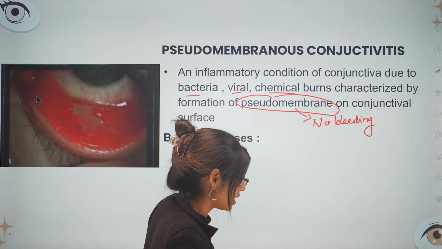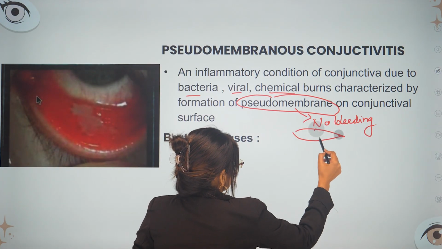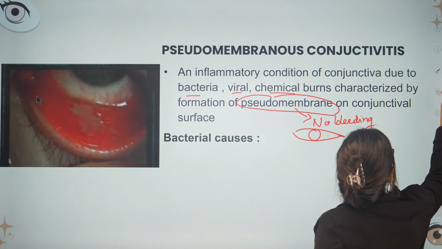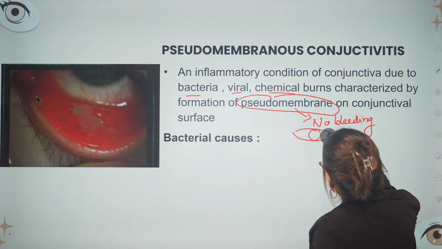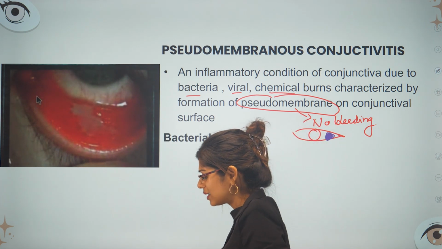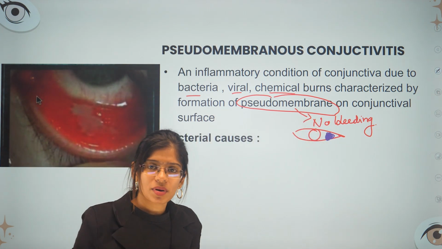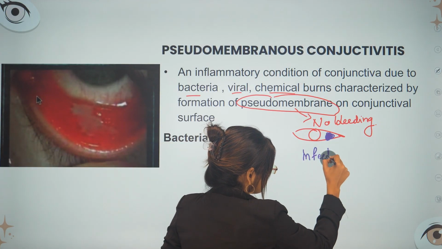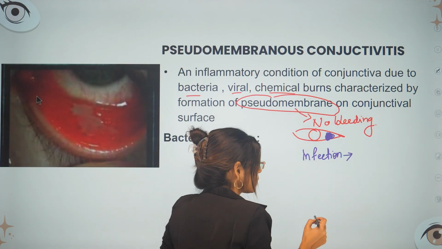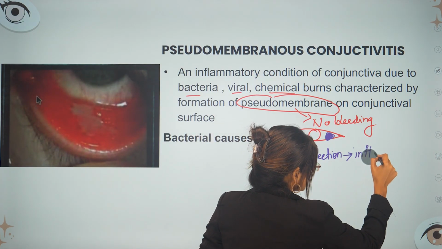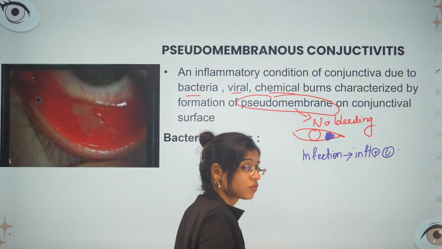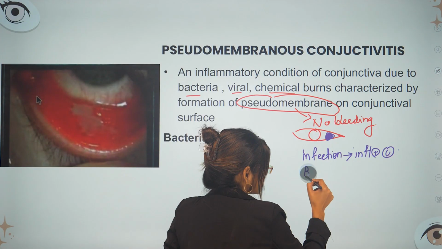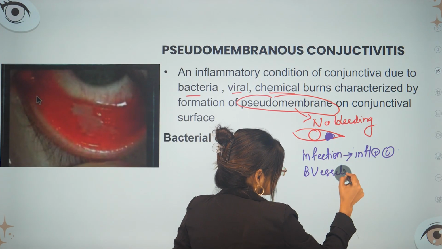Let us say there is a bacterial infection in the eye. So bacteria has come and infected the eye. Not all bacteria, some, can sometimes lead to pseudomembrane formation, because whenever there is infection of the eye, it can lead to inflammation of the conjunctiva. When inflammation happens, the tiny blood vessels there become leaky.